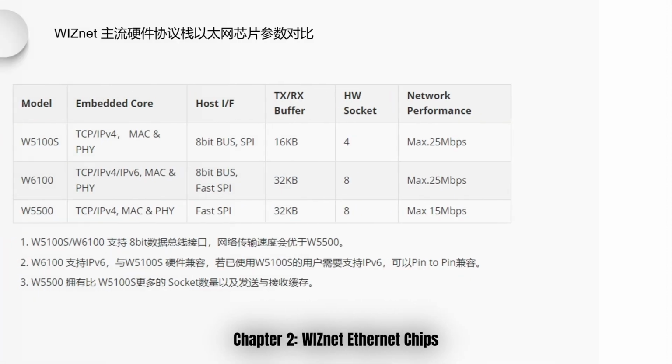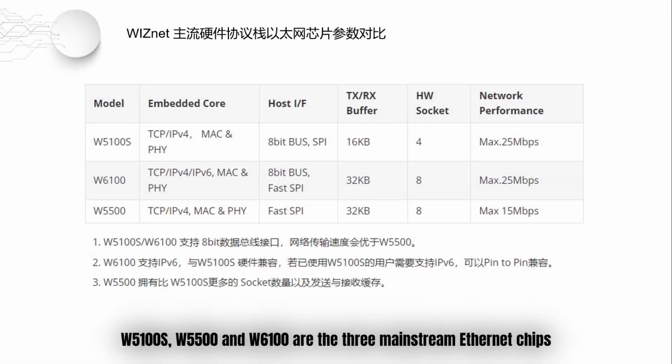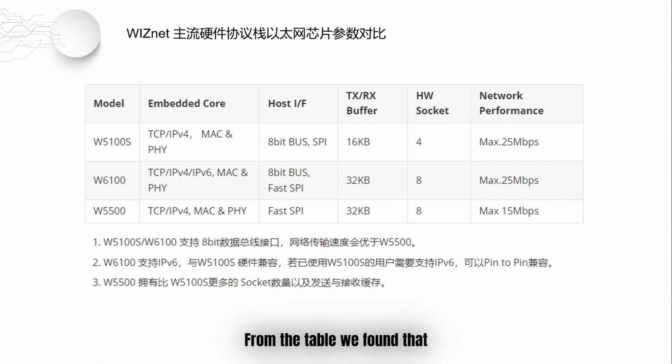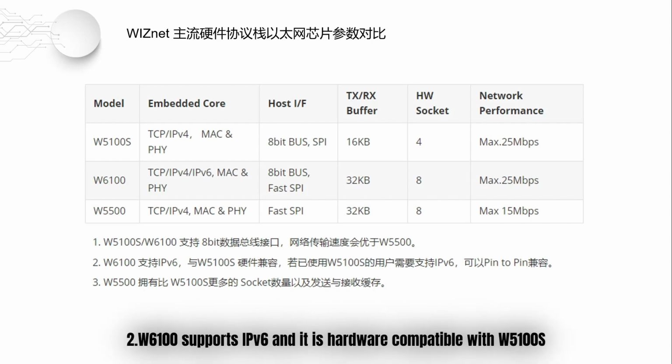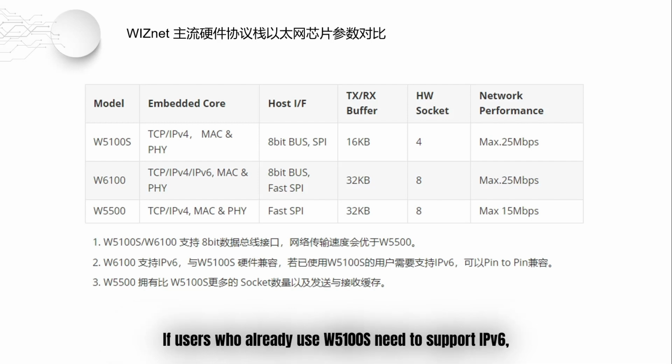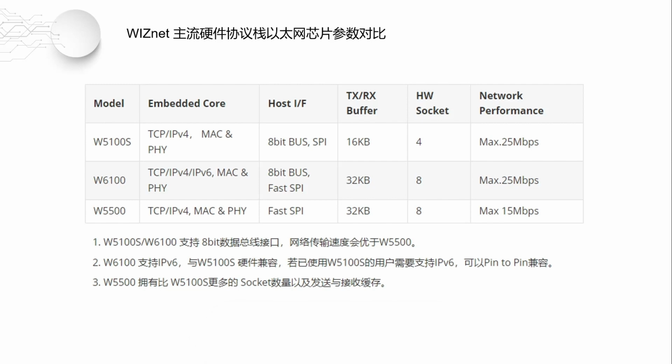Chapter 2. WIZnet Ethernet chips. W5100S, W5500 and W6100 are the three mainstream Ethernet chips. From the table we found that: 1. W5100S and W6100 support 8-bit data bus interface, and network transmission speed is better than W5500. 2. W6100 supports IPv6 and is hardware compatible with W5100S. If users who already use W5100S need to support IPv6, they can easily upgrade to W6100. 3. W5500 has more sockets than W5100S, with larger send and receive buffers.